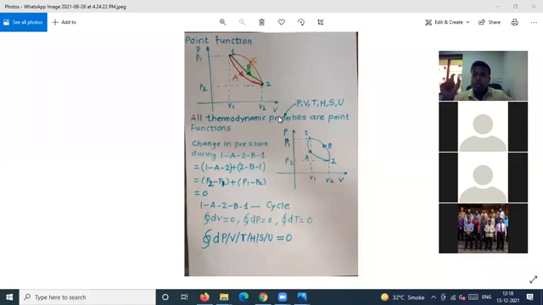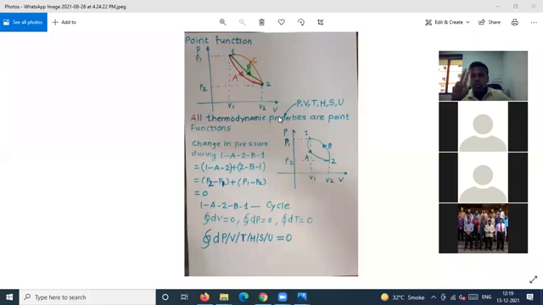In a similar manner, if you plot any process on a TS diagram, called the temperature and entropy diagram, the area below that process will give you the value of heat transfer. I repeat, if you plot it on a PV diagram, it will give you the work done. If you plot it on a TS diagram, it will give you the value of heat transfer. So for PV, it's work transfer; for TS, it's heat transfer.